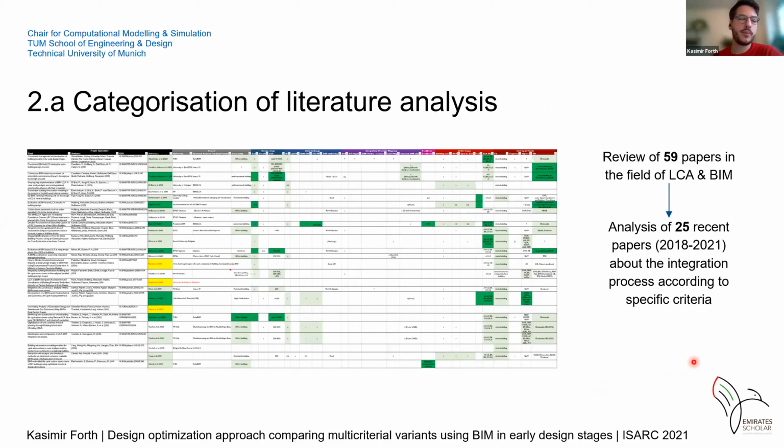In my first step, in the paper I published in this conference, I did a literature analysis, first focusing on 59 papers in the field of LCA and BIM, but always checking if they also have a multi-criterial approach. And finally, I filtered these 59 papers and came up with an analysis of 25 recent papers, from the last 3 years, which were focusing on the integration process of BIM and life cycle assessment.